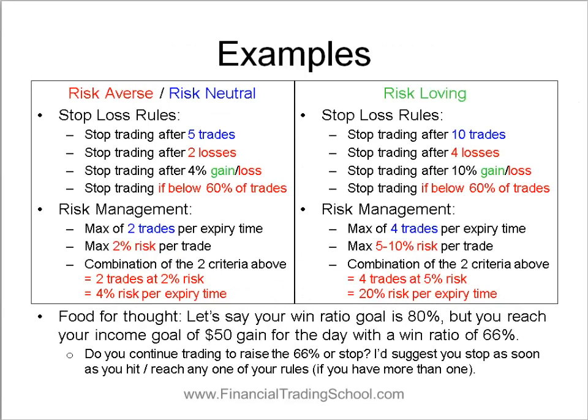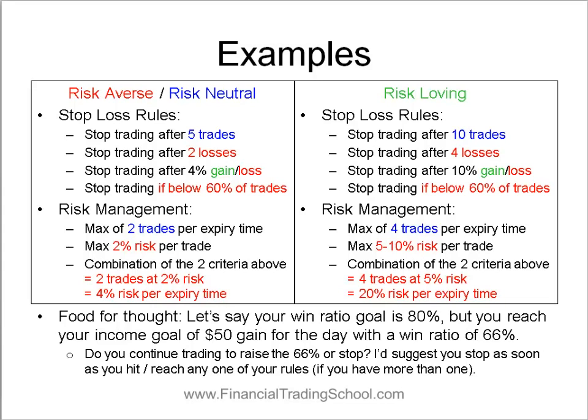So here are the specific number examples for each risk class. You have risk averse and risk neutral on the left side and risk loving on the right side. I'm just going to read the left side and then basically just double or triple the numbers for the right side. So for risk neutral, stop loss rules are kind of like you stop trading after 5 trades, or you stop trading after 2 losses, or you stop trading after 4% gain or loss, either one, or 2% loss, or something like that. Just make up different numbers for whatever your risk level is. Or you stop trading if you're below 60% of trades. So this is if you're aiming for a break-even 60% win ratio.